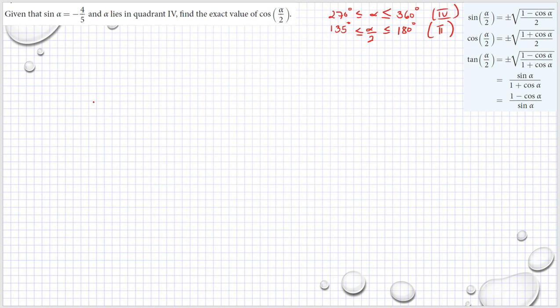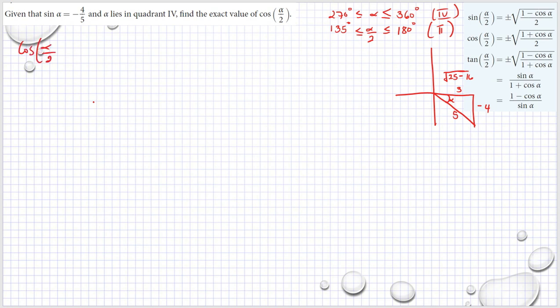Let's see if we can find that on the fourth quadrant. If this is our alpha, then our sine, that is the opposite side, is -4 and the hypotenuse is 5 here. So this one will be equal to 25, 5 squared minus 16, that is 9, and this will become +3. Okay, let's do it.